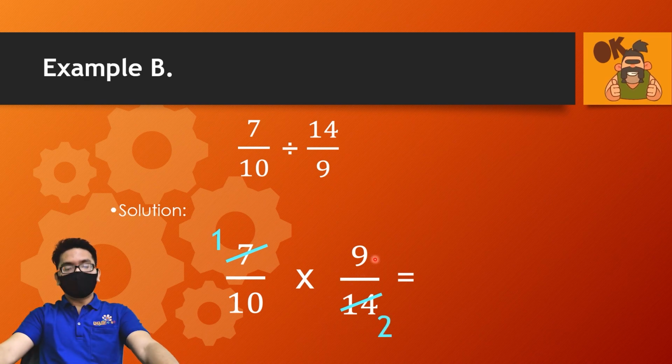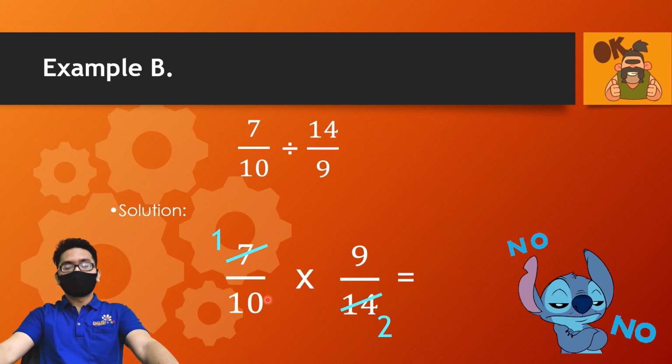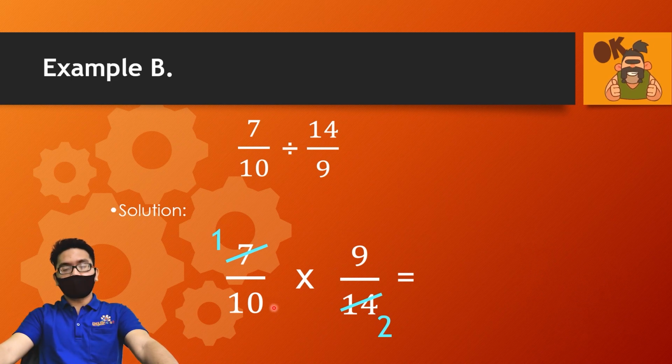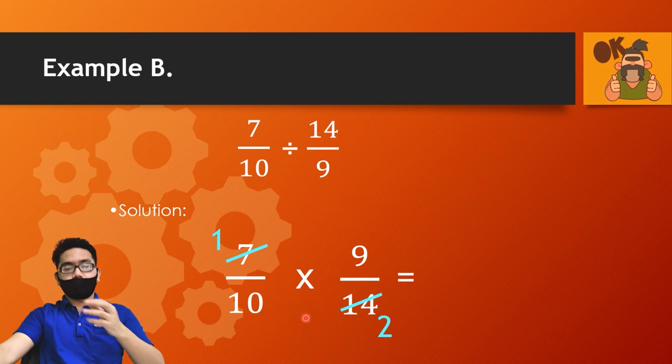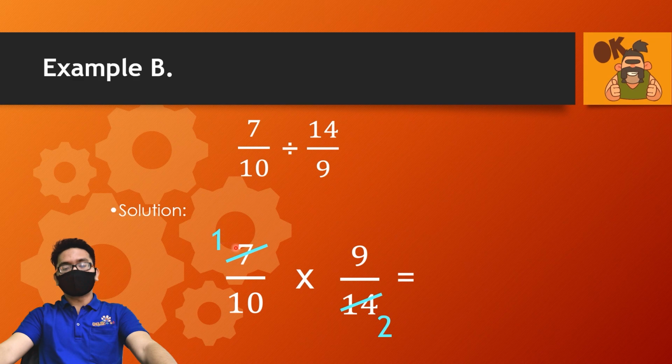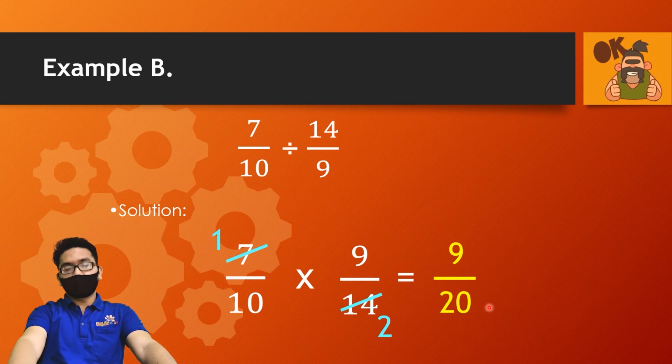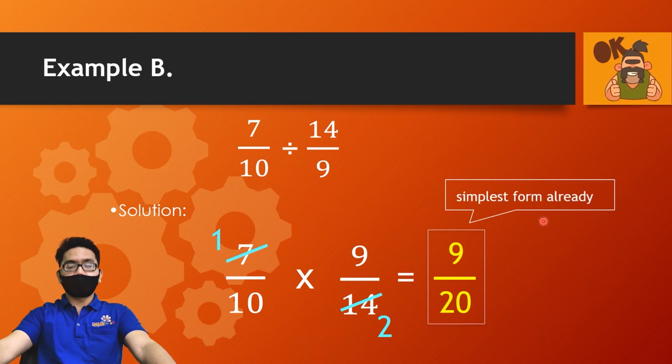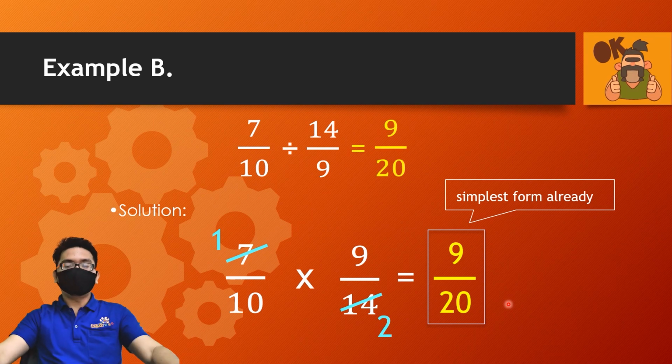Can we cancel out 9 and 10? No, we can't, because they don't have a common divisor. So therefore, we can multiply. 1 times 9 equals 9. 10 times 2 equals 20. Is this in simplest form already? Very good. 9 over 20 is in simplest form already. Therefore, our final answer is 9 over 20.